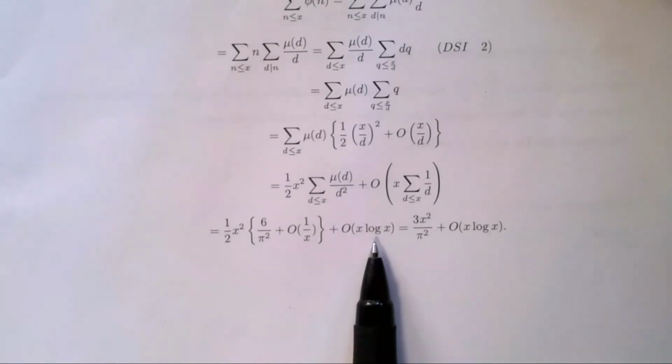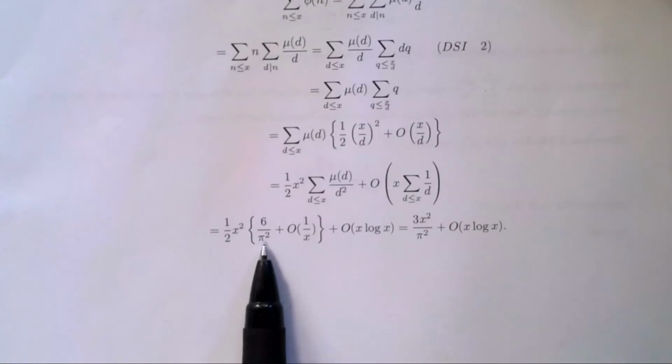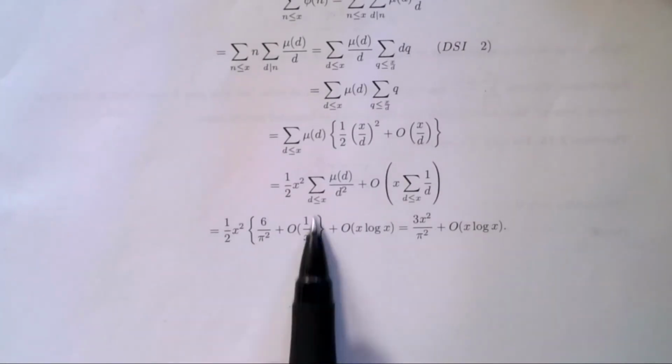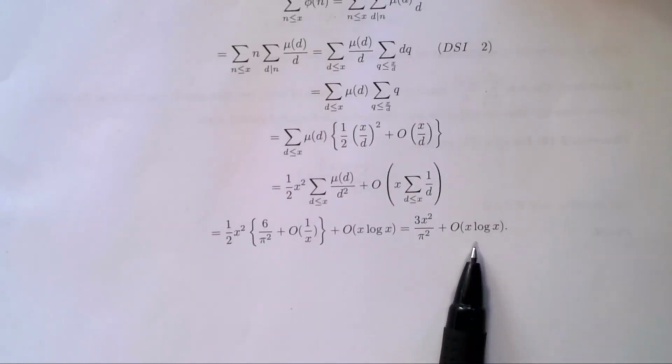Finally, we just look for the dominant terms. We're going to get 3x squared on pi squared. Here I'm going to get big O x, and big O x is smaller than big O x log x, so I can just bury that inside there. And there's our lovely formula for the partial sums of phi of n, from which we can get the average.